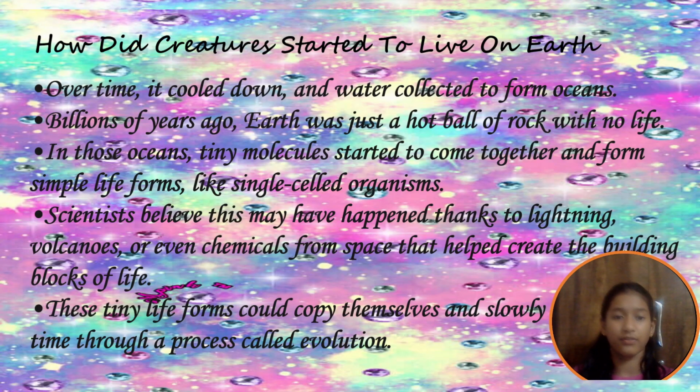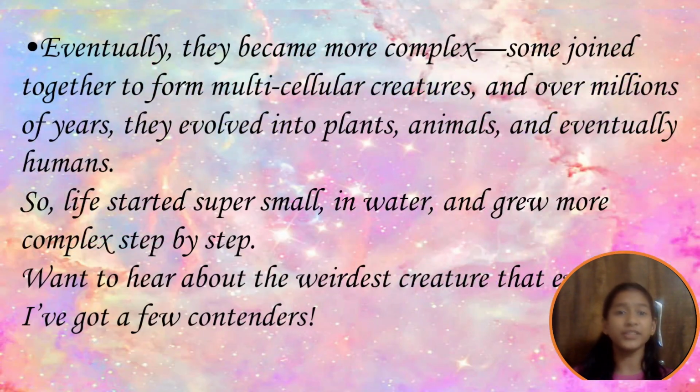These tiny life forms could copy themselves and slowly changed over time through a process called evolution. Eventually, they became more complex. Some joined together to form multicellular creatures, and over millions of years, they evolved into plants, animals, and eventually humans. So, life started super small in water and grew more complex step by step.